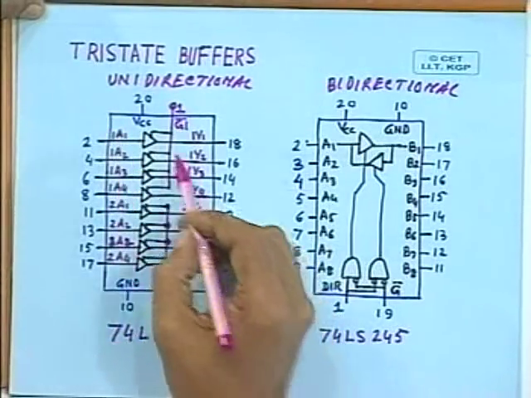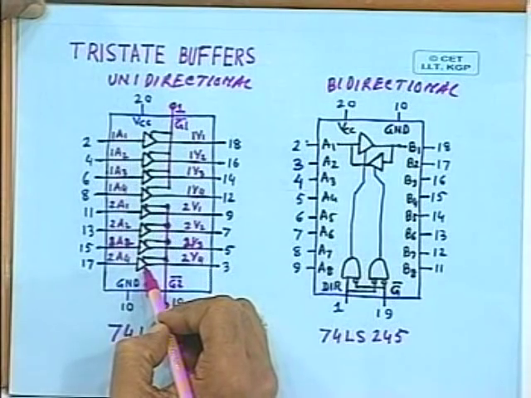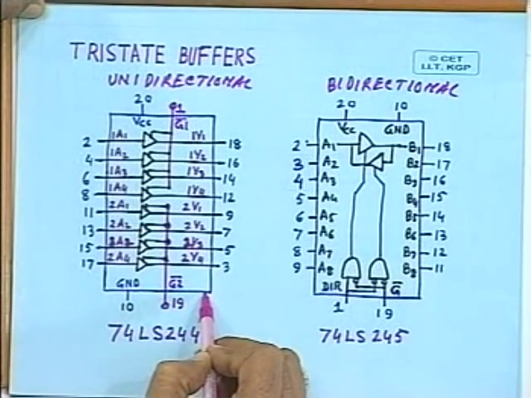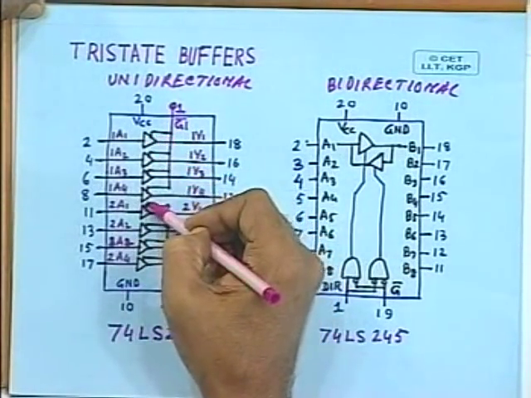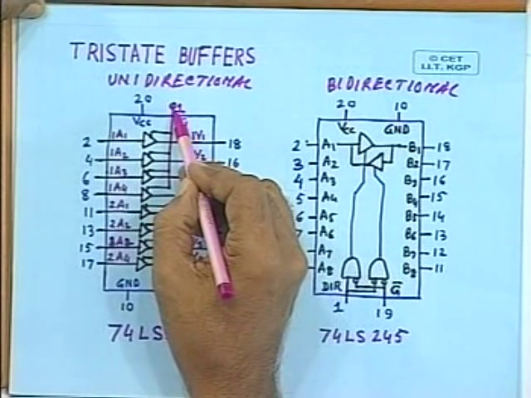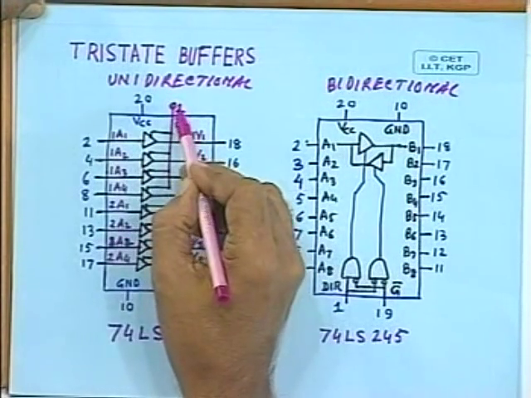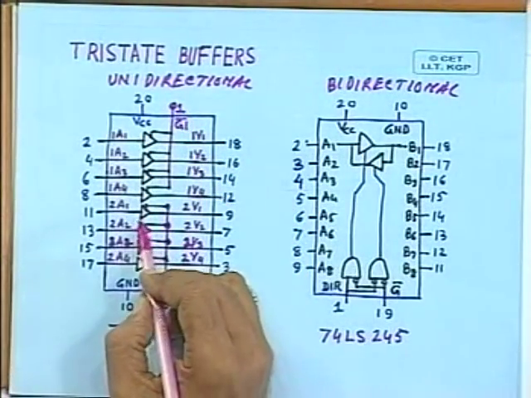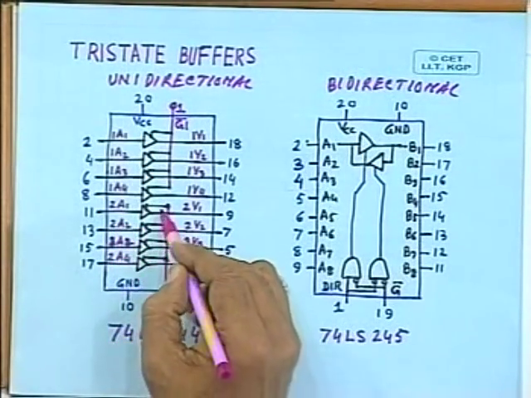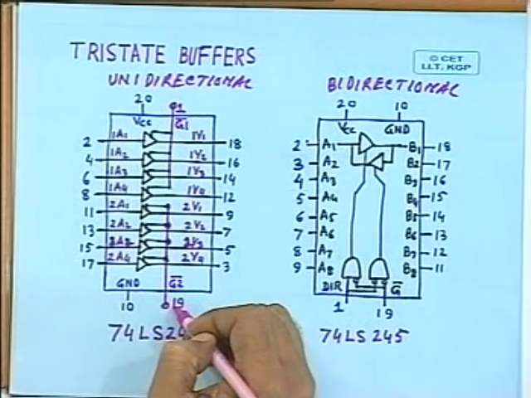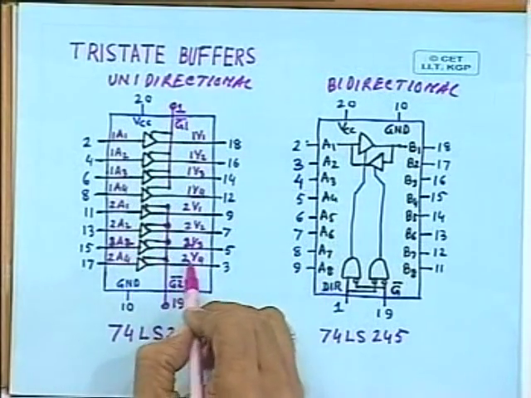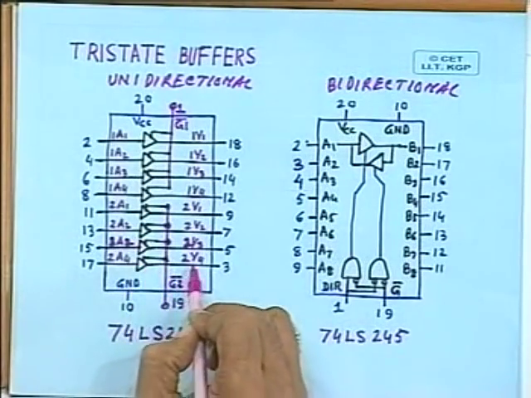So a single chip accommodates 8 drivers, so 2 such chips can be used for the address bus, and you have separate control for 4 lines. For example, 1A1, 1A2, 1A3 and 1A4 are controlled with the help of the signal G1 bar, which is available on pin number 1, whereas 2A1, 2A2, 2A3 and 2A4 are controlled with the help of the signal G2 bar, which is available on pin number 19. This is also a 20 pin chip, with the help of which you can make an 8 bit address bus driver.